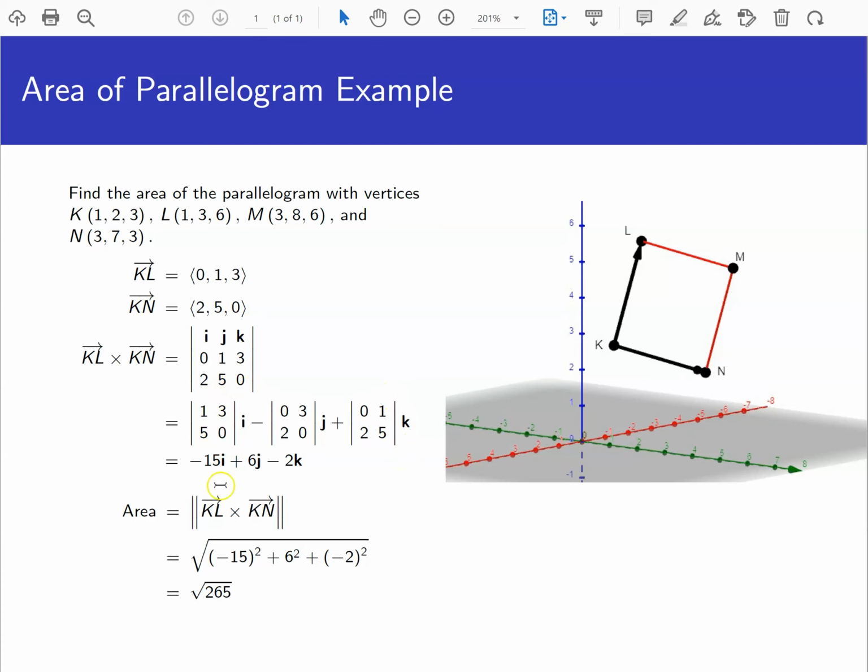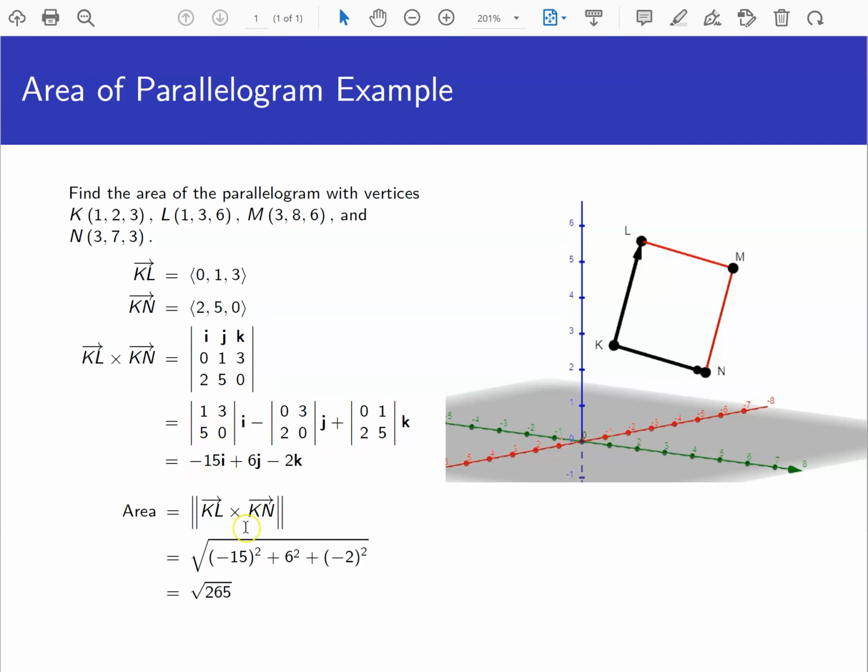0 minus 15 gives us a negative 15i. 0 minus 6, minus a minus 6, so we get a plus 6j. 0 minus 2 gives us a negative 2k. So remember, when we do the 2 by 2 determinants, we do the main diagonal, upper left to lower right, and then subtract off the product of our off diagonal, the lower left to upper right.